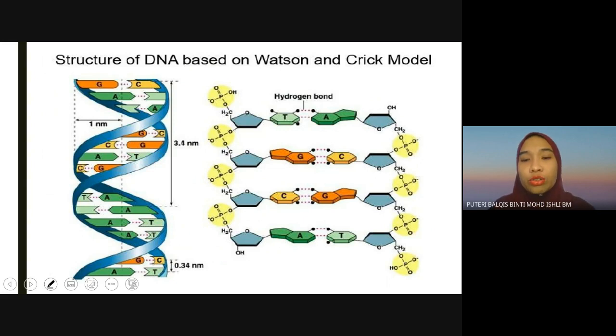Okay, pattern soalan yang dia selalu tanya adalah dia selalu bagi gambar macam ni, and then they ask you to identify bond, hydrogen bond, phosphodiester bond, identify the bases and also identify the pentose sugar. Yang last mungkin akan ada satu soalan hebat. Kalau soalan structure, selalunya soalan yang last tu adalah soalan hebat. Alright, so that is structure of DNA.